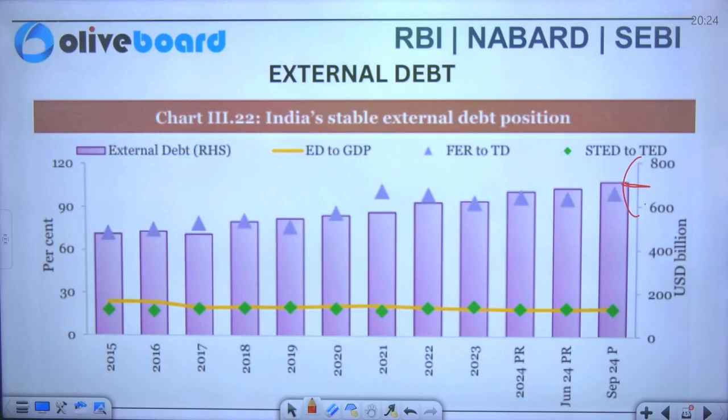Now if you talk about STED to TED, it is lying here. Next, if you talk about ED, which is your yellow line, it is also lying at the same pace. External debt is just between 600 and 800.